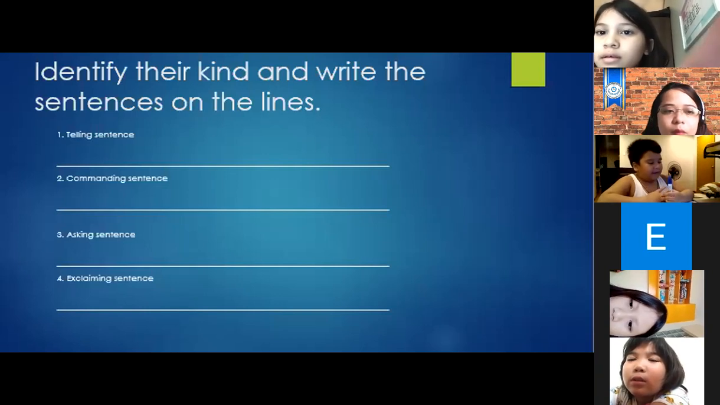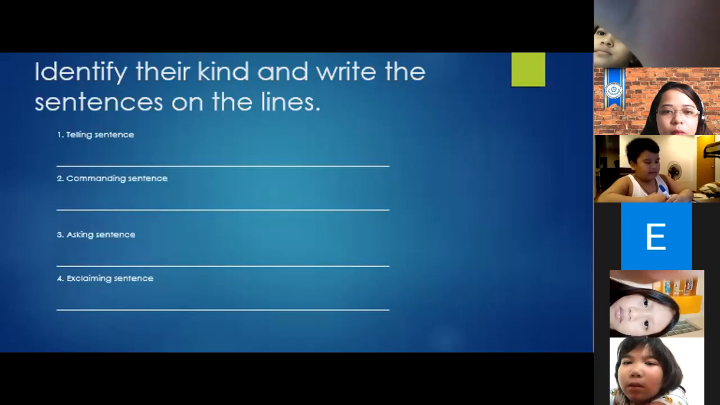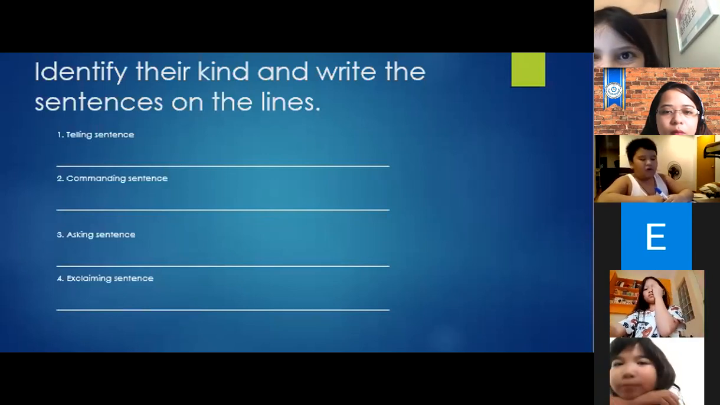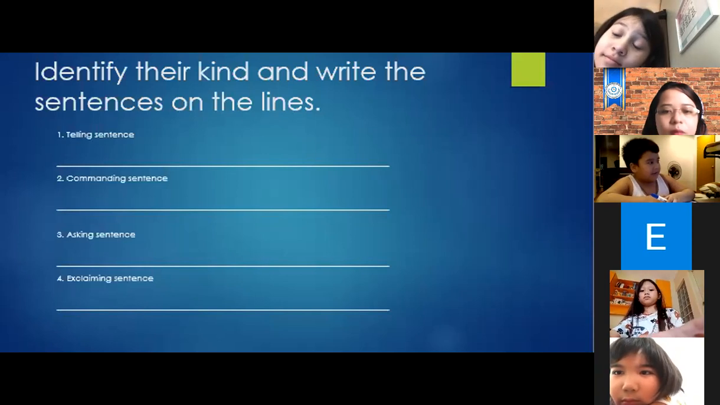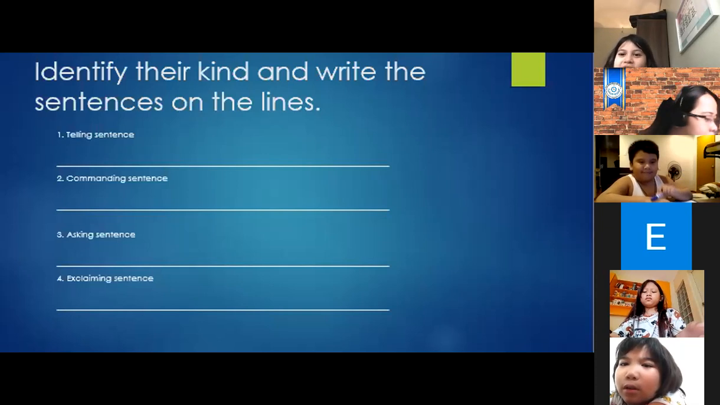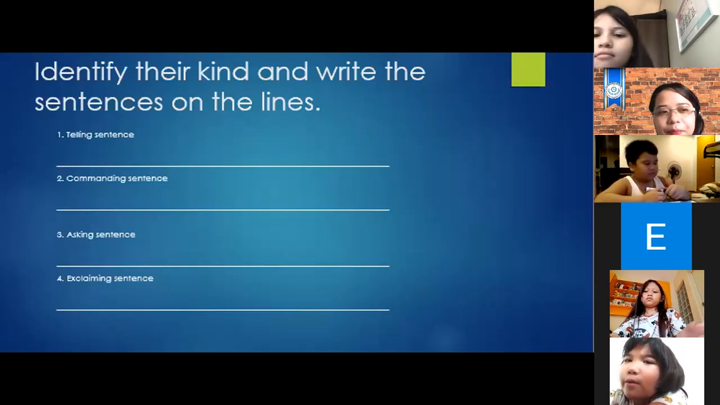My telling sentence is look at the bus. My commanding sentence is can you open the door please? And my asking sentence is where is my slippers? And the exclaiming sentence is I won the competition. Hooray! Okay, good job. That's all correct.